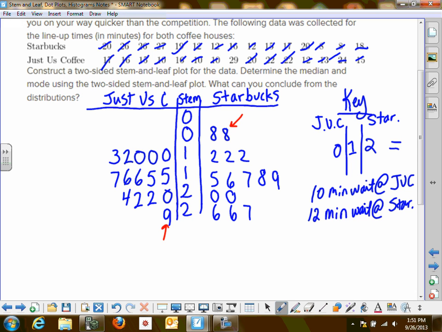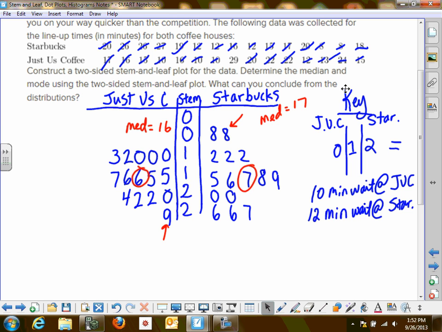However, when you look at the median, which there's 15 numbers, so the 8th one is the median. Then we go 1, 2, 3, 4, 5, 6, 7, 8. So the median for Starbucks is 17, whereas the median for Just Us Coffee ends up being 16. Okay, so I think it's probably a wash. So there you go.